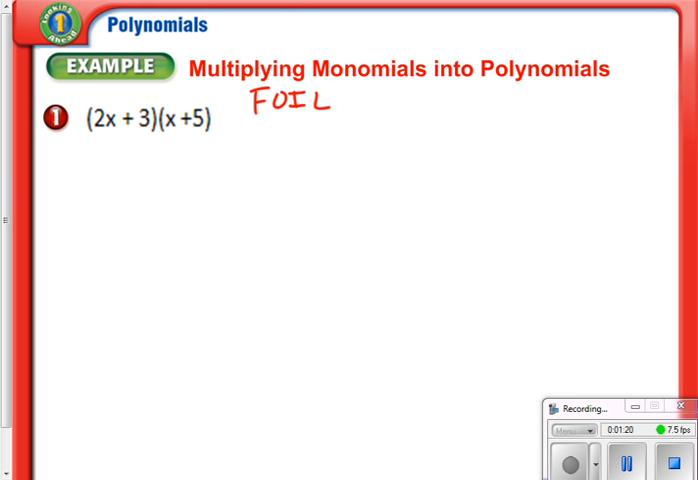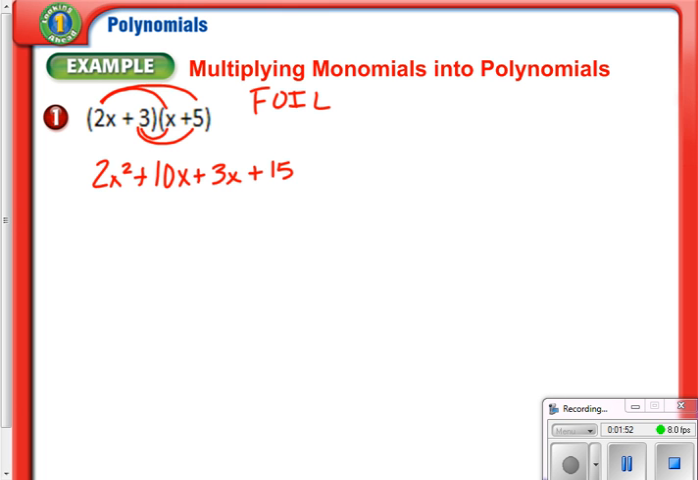So we're going to multiply the first terms together. What I do is I draw an arrow here to represent that multiplication. So we have 2x times x, we would get 2x squared. We have 2x, this is the outer, 2x times 5, which would give me a positive 10x. Now we have our inner terms, so we have 3 times x, which gives me a positive 3x. And then we have our last terms, which would be 3 times 5, giving me 15.